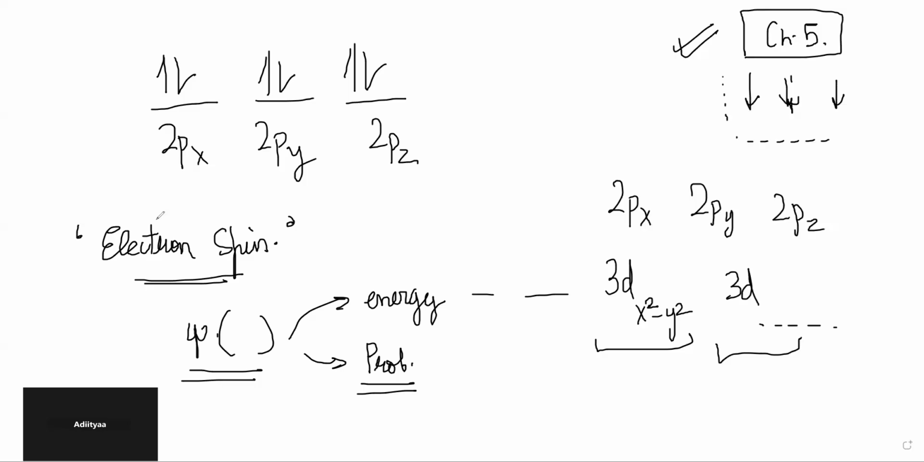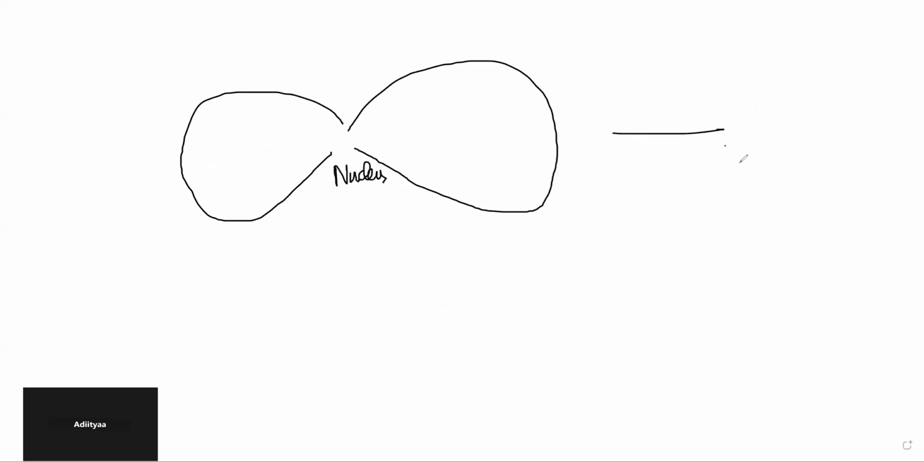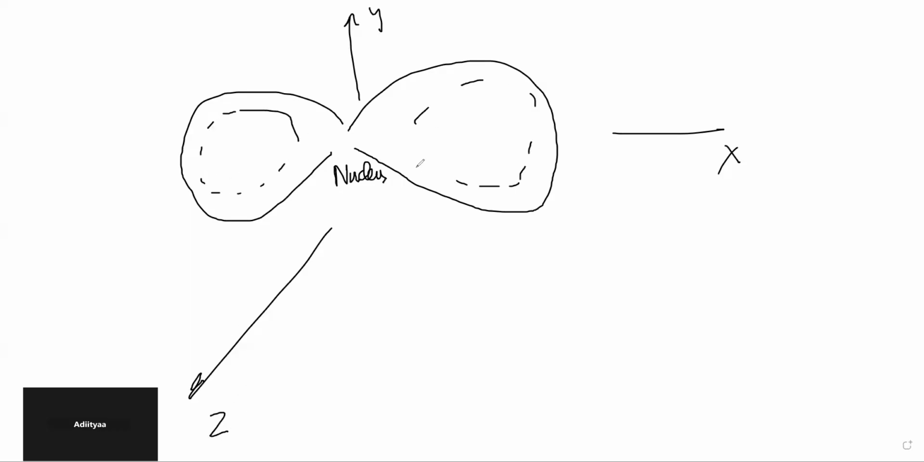For example, if you think of a 2p orbital, 2px wave function, this is how it looks like. This is the nucleus. This is the x-axis. This is the y-axis. This is the z-axis. And the probability of finding it here and finding it here is more, and probability of finding it here is 0. This is the wave function. It's not a particle. It's not a wave. It's a mathematical function which tells us the energy and the probability of finding electrons in a certain region.